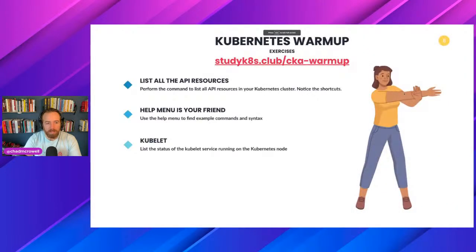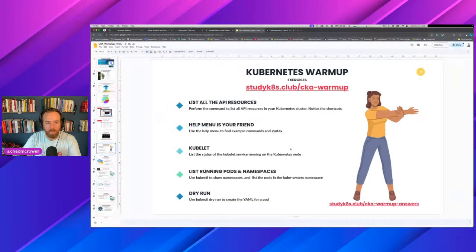Now that we've done the help menu, let's list the status of the kubelet service running in the Kubernetes node. So this is a very possible thing that you'll have to do on the exam, is to try to troubleshoot the kubelet and figure out, being that the kubelet is a daemon that's running on the Linux node, it's going to be the only daemon that's running on the node itself, as opposed to all the other services that are running in pods on the node.